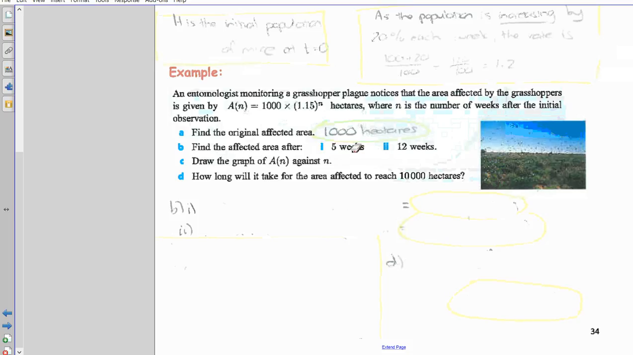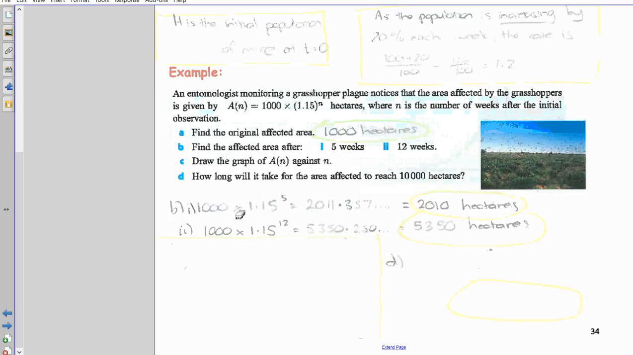Find the affected area after 5 weeks. Okay, so after 5 weeks, you just plug in 5 into here. You go into the calculator, 1,000 times 1.15 to the power of 5, and you get this answer, which rounded to 3 sig figs is 2,010 hectares. After 12 weeks, same thing, plug it into your equation, just put in 12 instead, and you'll get this answer, which to 3 sig figs is 5,350 hectares. Write the unrounded answer first, though.